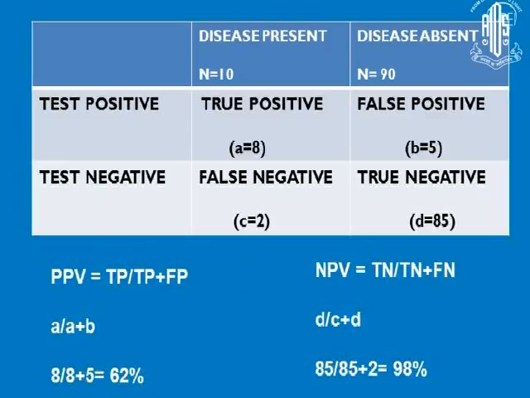So the sensitivity is the ratio of true positives to the total over here, the true positive plus false negative, which is around 80%. Moving on to specificity: specificity is the ratio of your true negatives to the total over here, which is B upon B plus D, which comes to 94%. So this test is 80% sensitive and 94% specific.